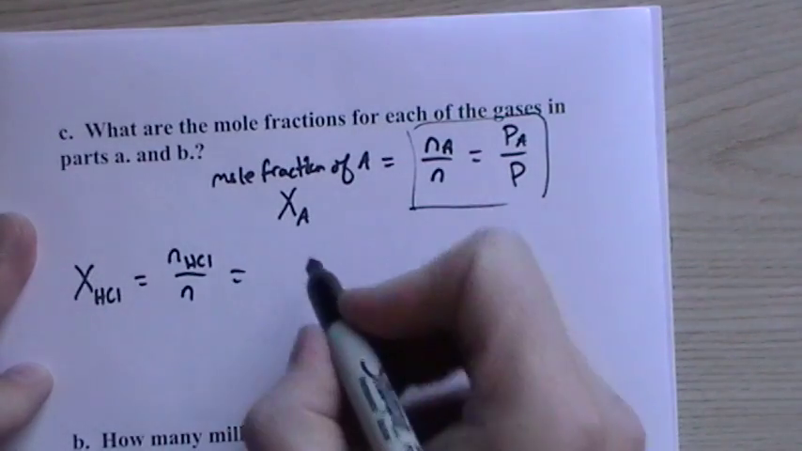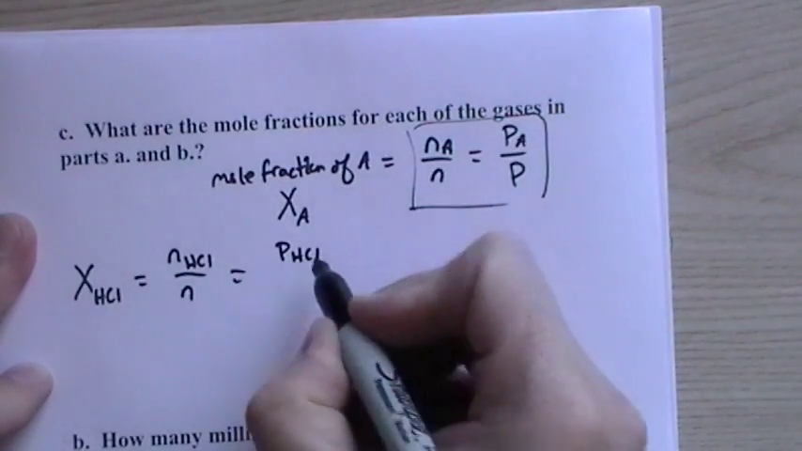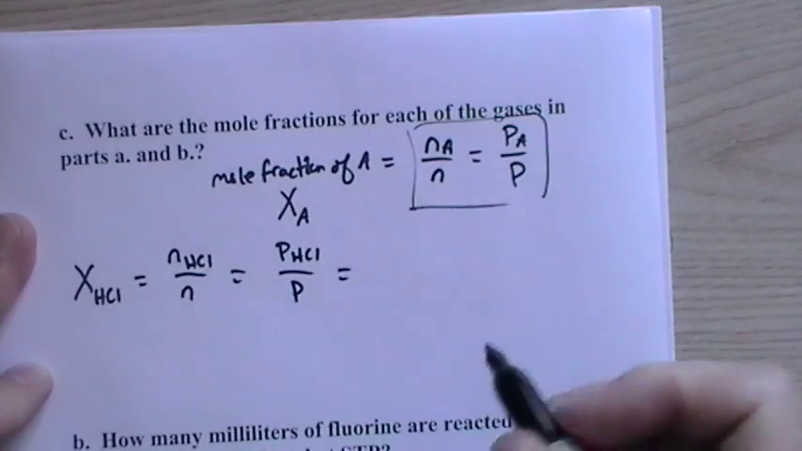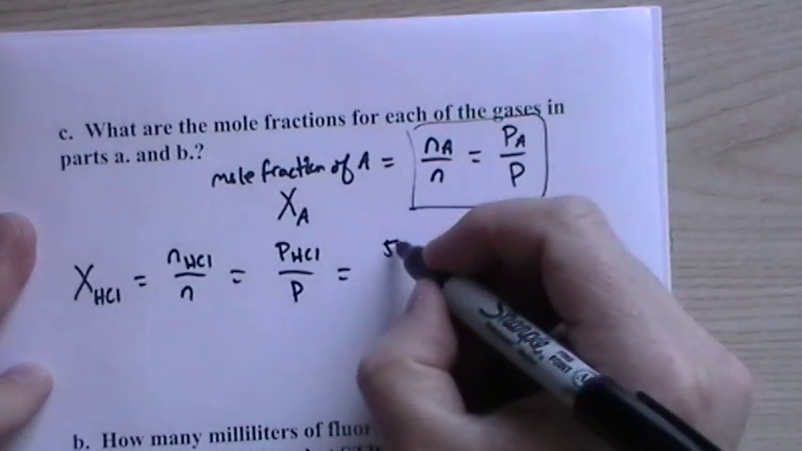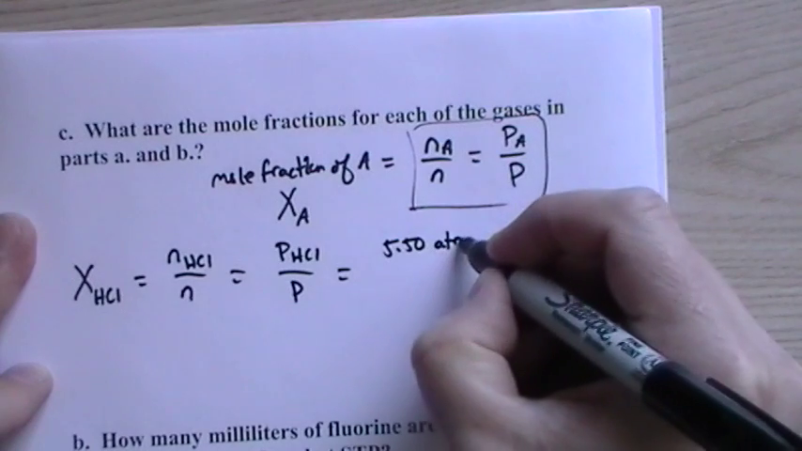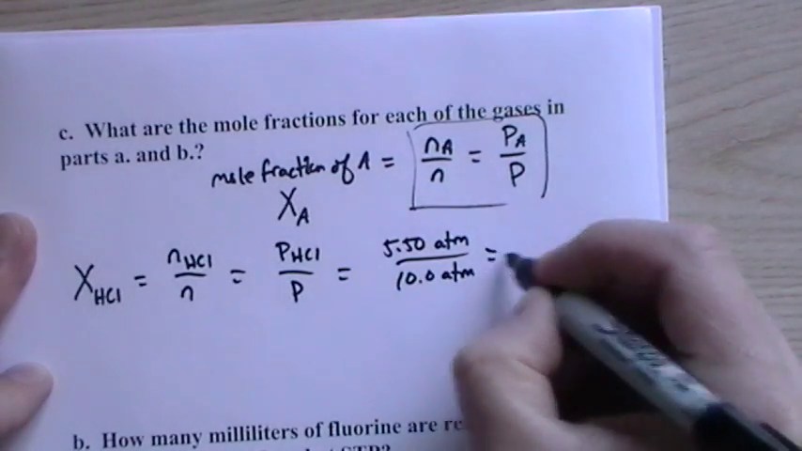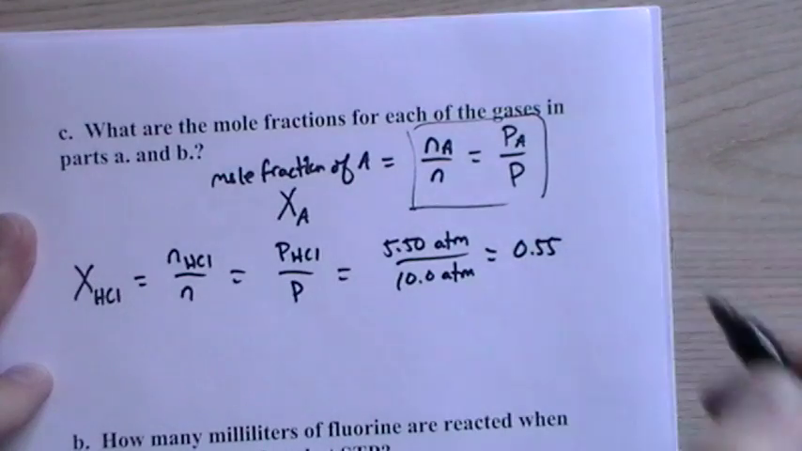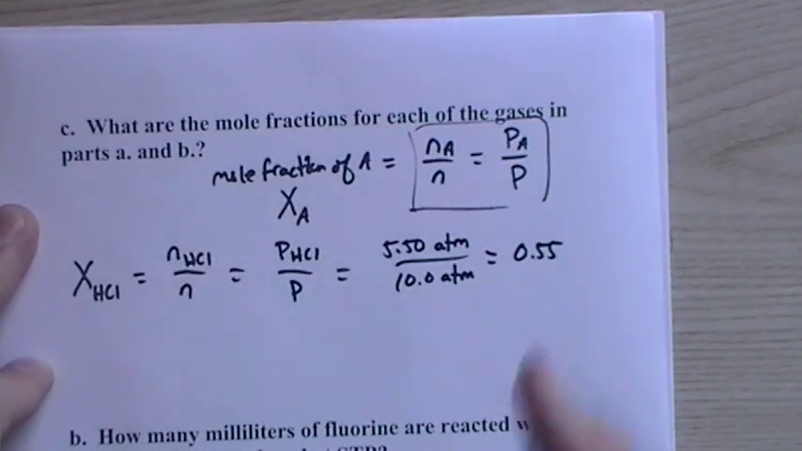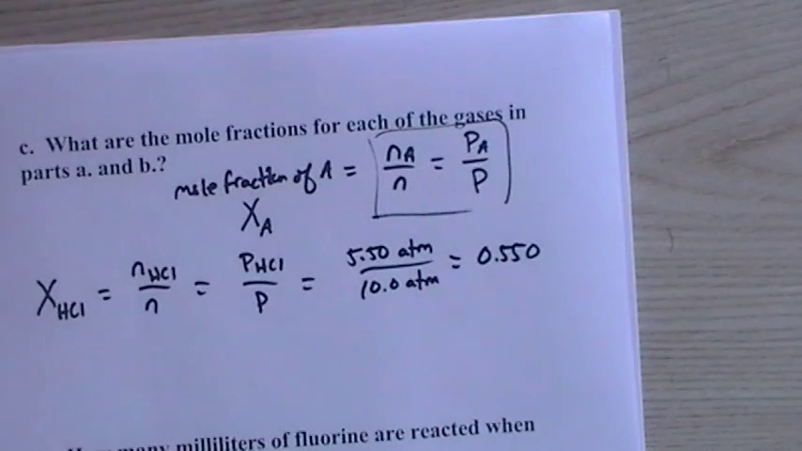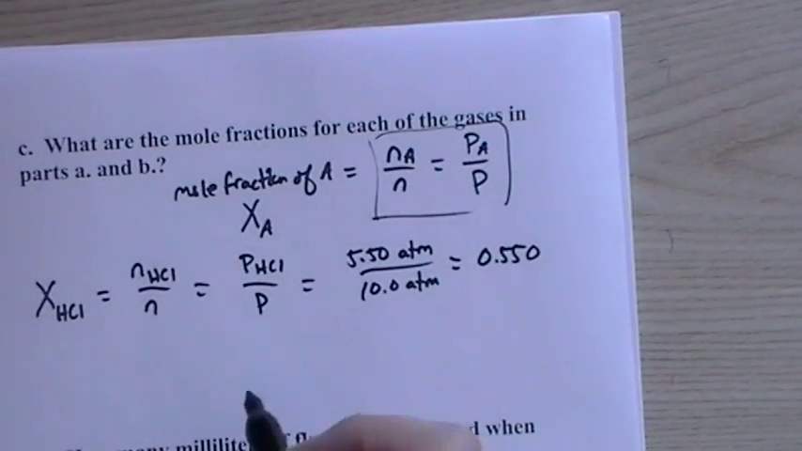We don't know that, but we do know the relationship that the partial pressure of HCl divided by the total pressure. In this case, it's 5.5 atmospheres, and the total pressure is 10. So this will make it nice and simple. This is 0.55, and that's 3 significant figures, so we can put that in there. So the mole fraction of HCl is 0.55.